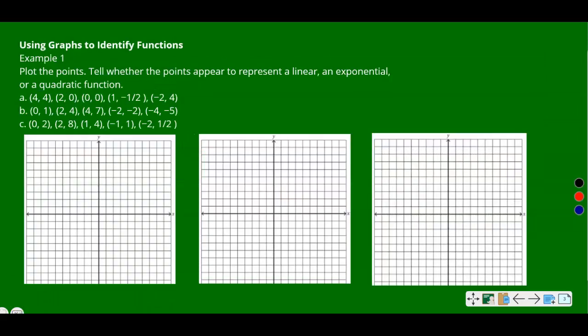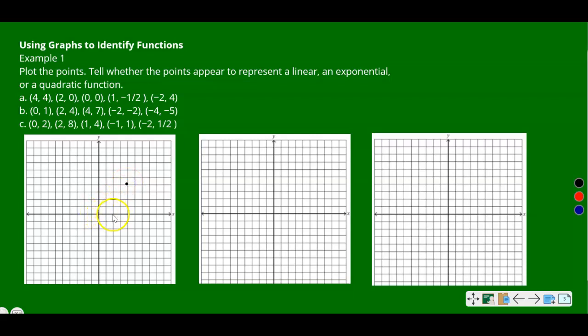Using graphs to identify functions. Example 1, plot the points. Tell whether the points appear to represent a linear, an exponential, or a quadratic function. We've got three sets of points here, so let's graph these points. For the first one, we have 4, 4. So 1, 2, 3, 4. 1, 2, 3, 4. So let's put a point here.